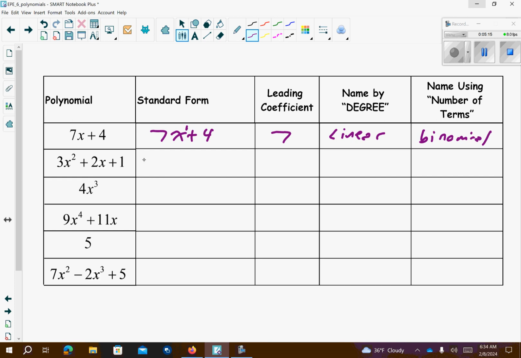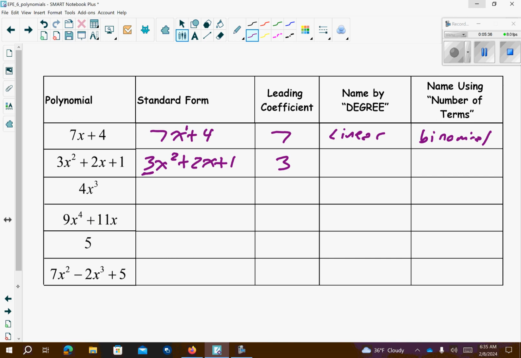The next one, this is already in standard form as well. I didn't have to rearrange the order of it. My leading coefficient is going to be, I'm looking at my highest exponent, so my leading coefficient is going to be the base number 3. We're going to name by degree.